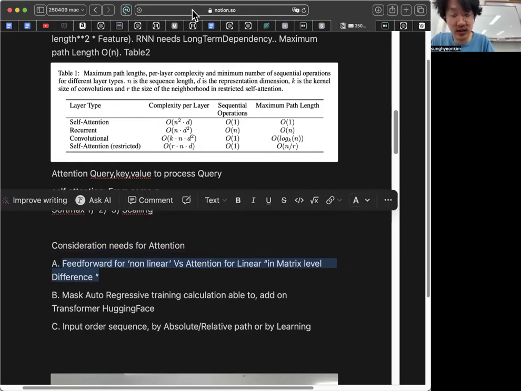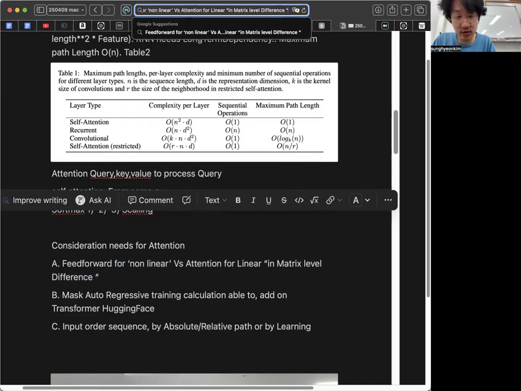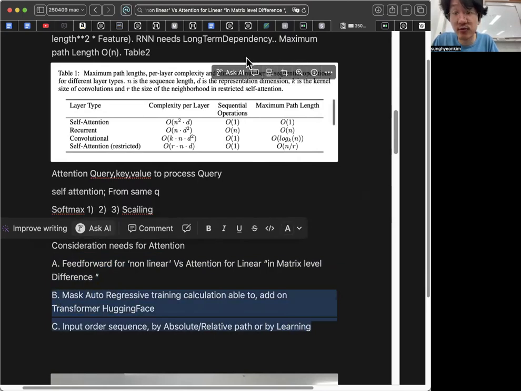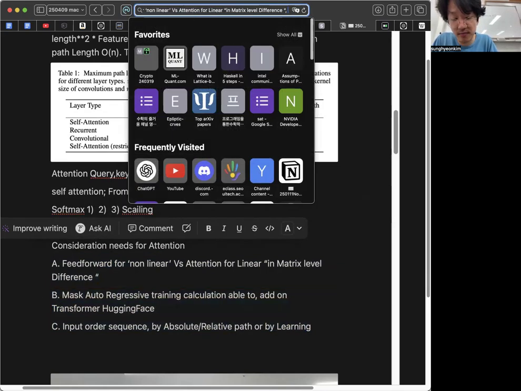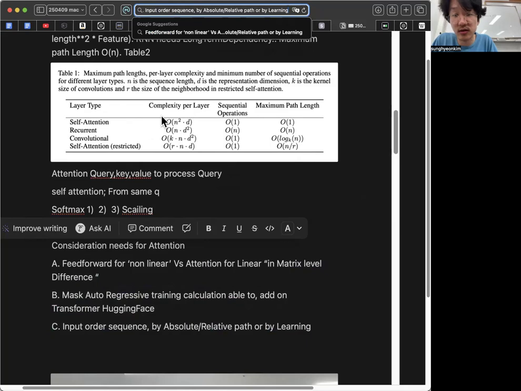And the second thing is we need a mask, as I told you. So we use auto-regressive training calculation. We will look at it later in Transformer HuggingFace. And the third thing is input order sequence. Because we put input together, we can teach the model by learning or using absolute or relative position for Transformer to understand it. Later, we'll also talk about how RNN comes back again because of the complexity per layer problem.